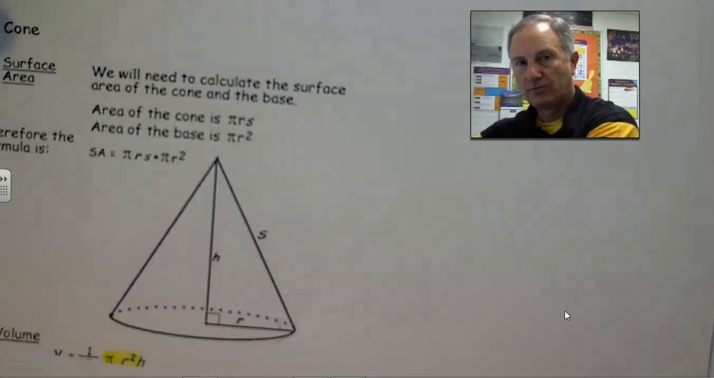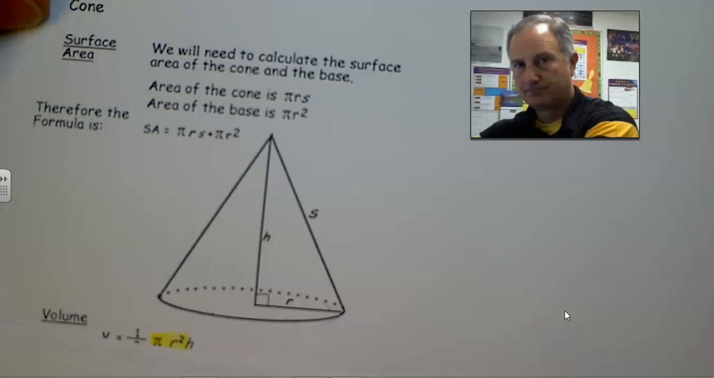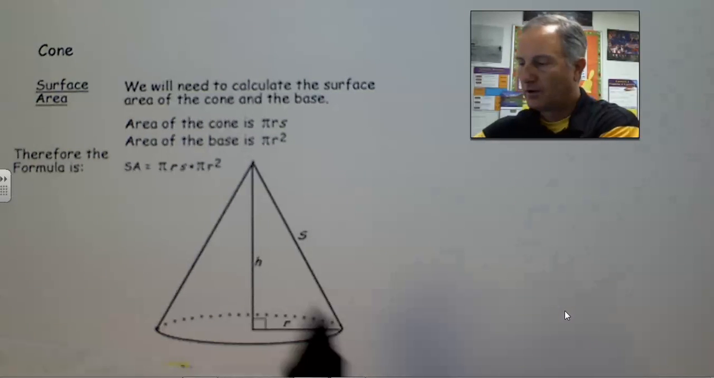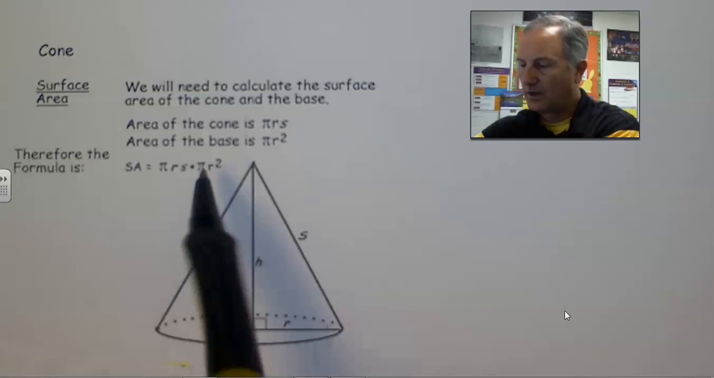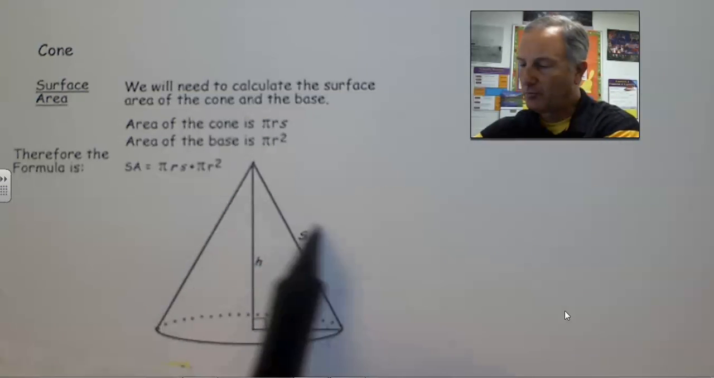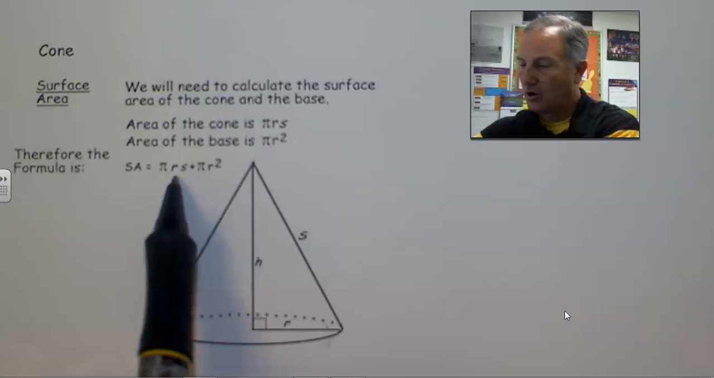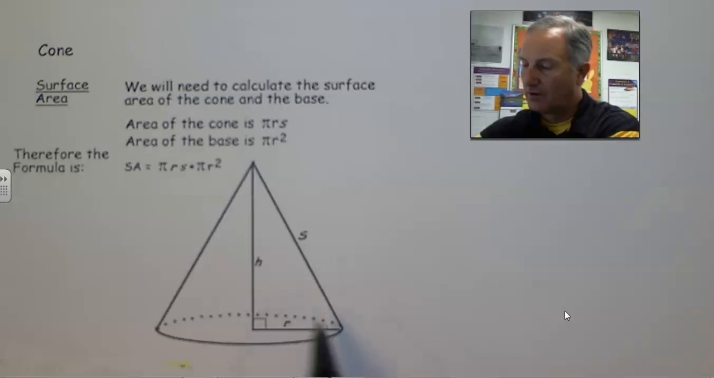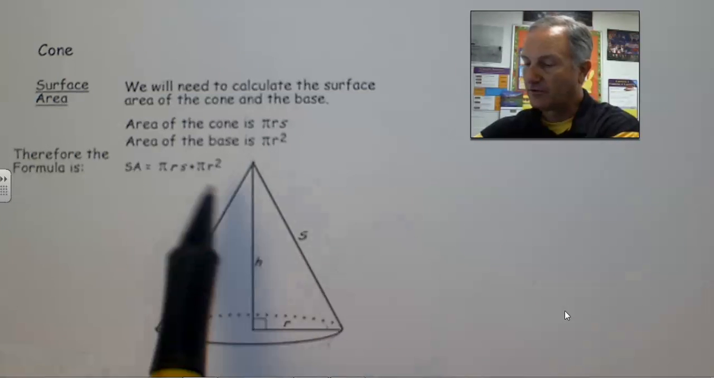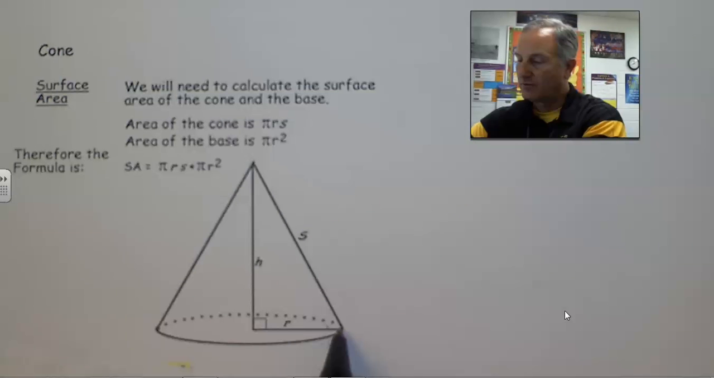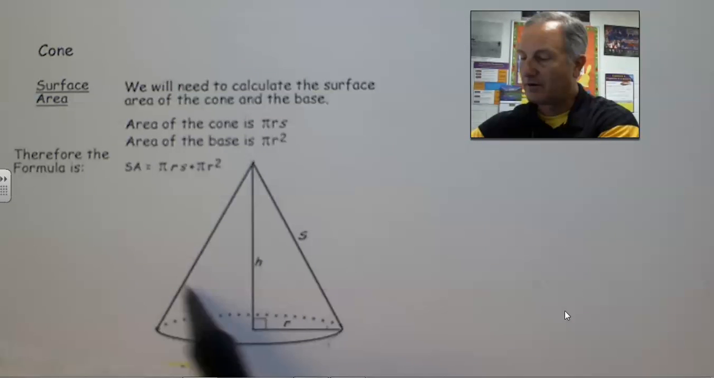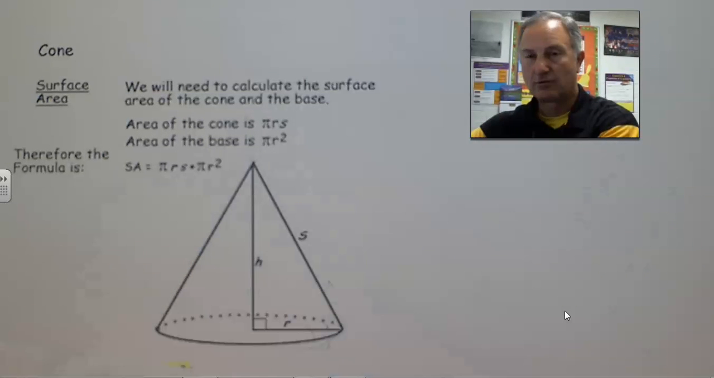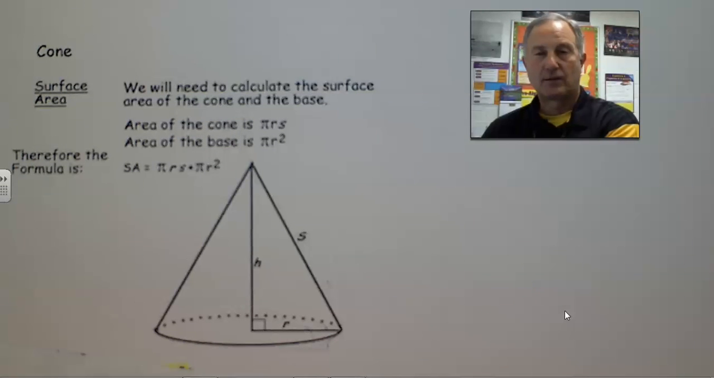Cone, similar deal. You got a circular base, pi r squared, and then the area of the cone part here is pi rs, where s is the slant height. Rather than go into all the specifics of it, just know it's pi, 3.14, times the radius times your slant height. So that gives you the area around there, and you add the circular area, and you have the total surface area. Again, we're going to look at that a lot more in class as we go.